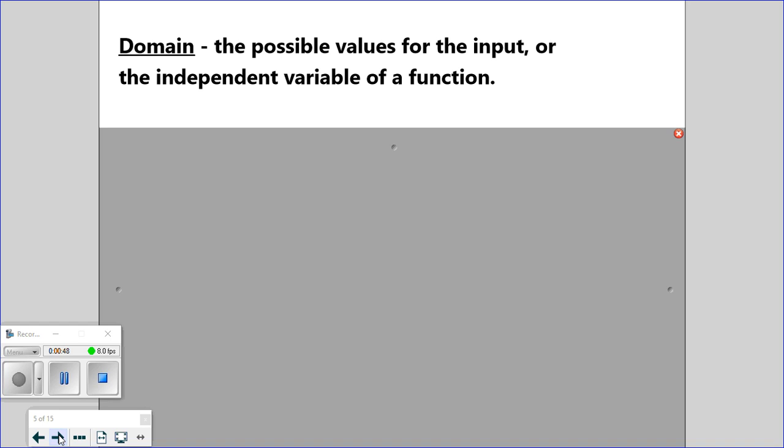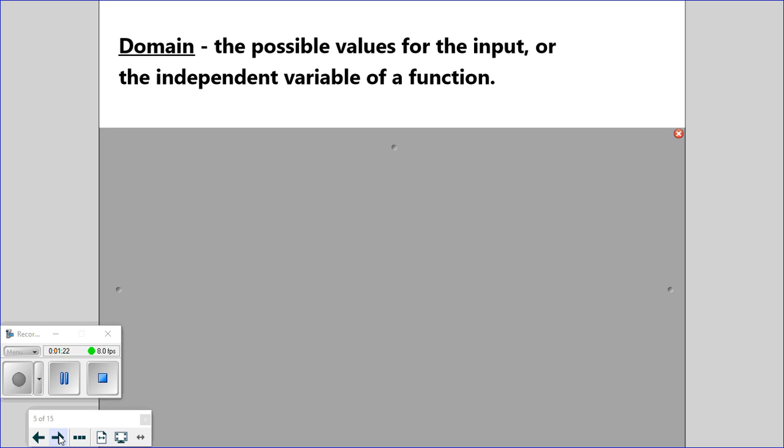Domain is the possible values for the input, and that's the phrase I would put. Possible values for the input, or numbers you can plug into the function. The second part of this, or the independent variable of a function, that is true, and that's about the last time you're ever going to see or hear the phrase independent variable in this room. I know you guys have heard it before. It just doesn't come up very often for us. You really probably don't even need that distraction in your notes because we don't use the phrase independent variable. But it's what we can plug into the function.